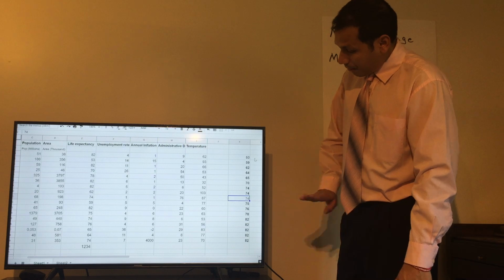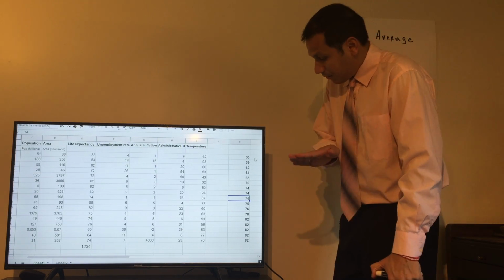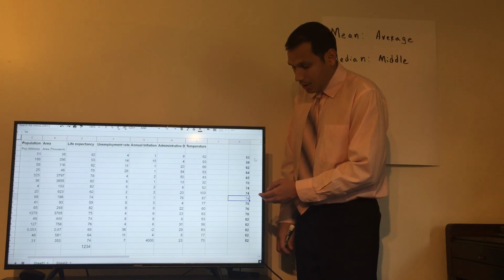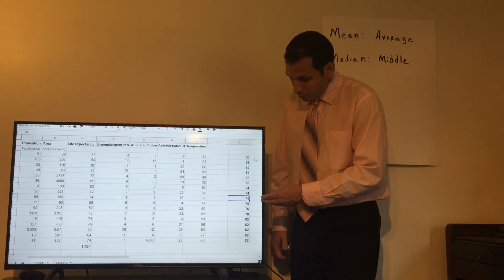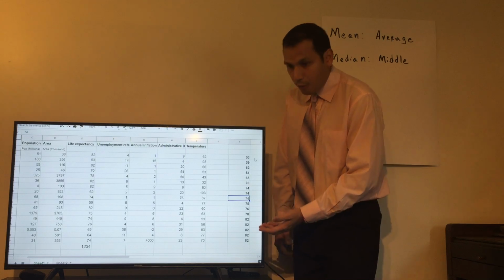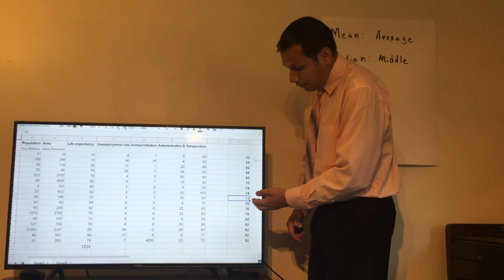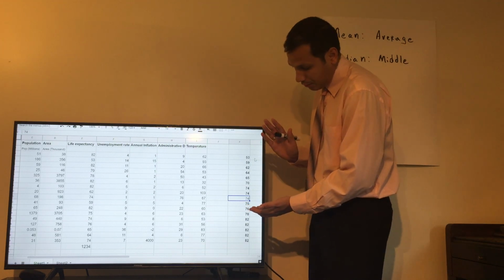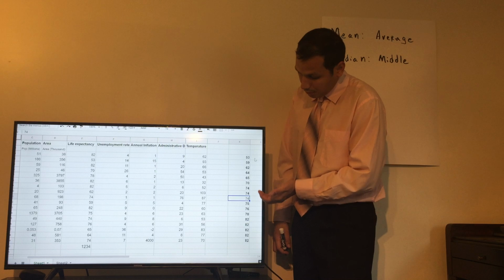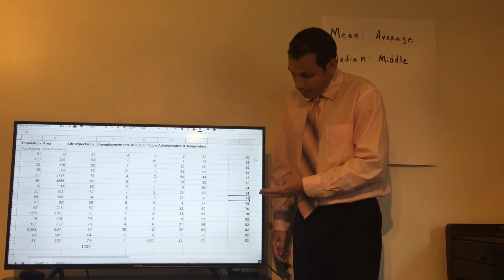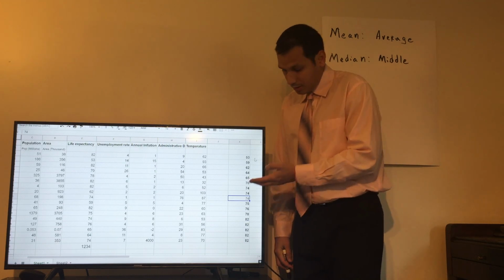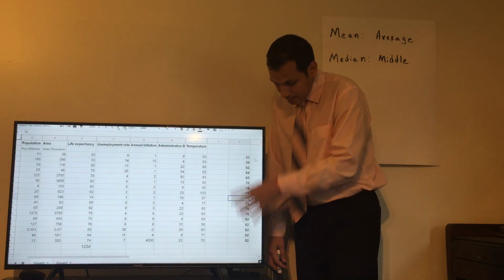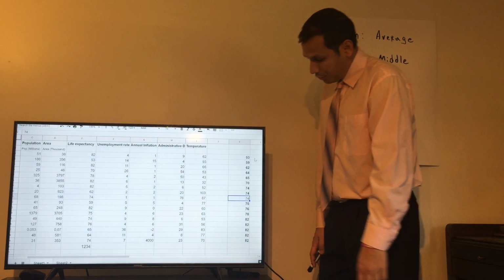So once again, the median is the value in the middle, in this case 74. If you live in a country whose life expectancy is more than 74, then you're going to live longer than half of the population, more than 50% of the population. Whereas if you live in a country where the life expectancy is 74 or less, you're expected to live less than half of the population.